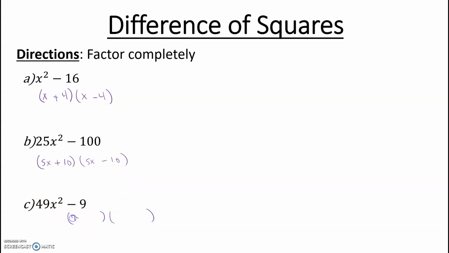Let's do the last one. 49x squared would be 7x times 7x. And 9 would be 3 times 3. 1 gets a plus, 1 gets a minus. And I think that's it.